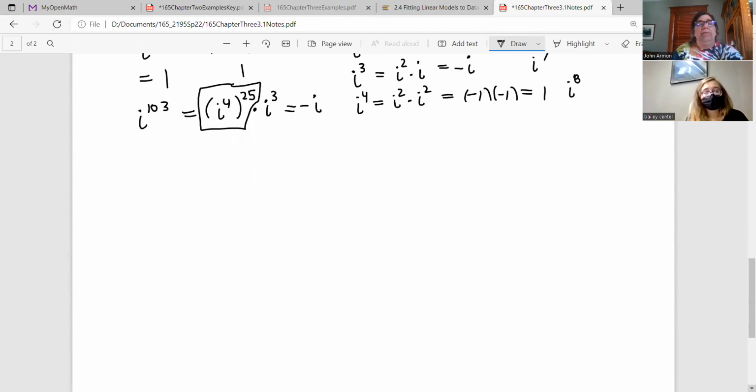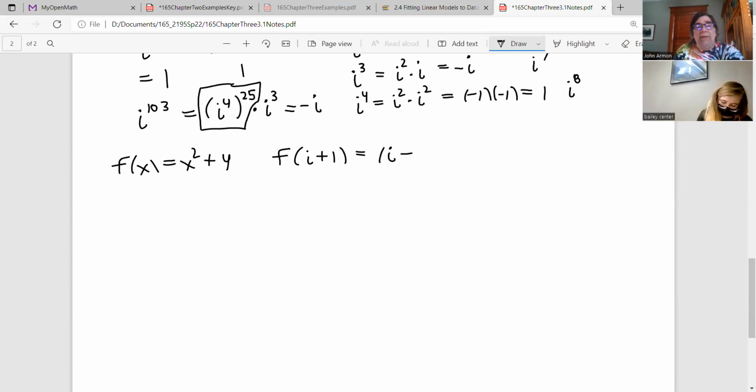The other type of problem you want to be able to do, and we don't do a whole lot of these because we usually work with functions of real numbers, but if you wanted to put a complex number in for x here, just make sure you can simplify it. So if we want to do i plus 1 as your input, make sure you can simplify that expression right there. So i plus 1 to the 2nd power plus 4.